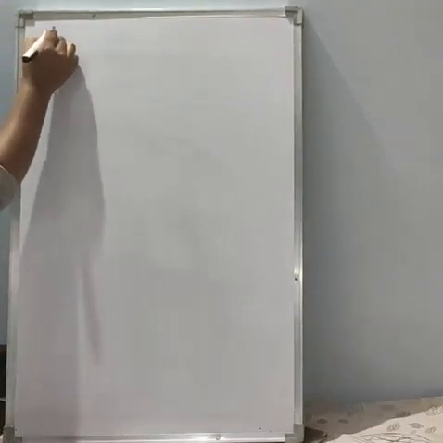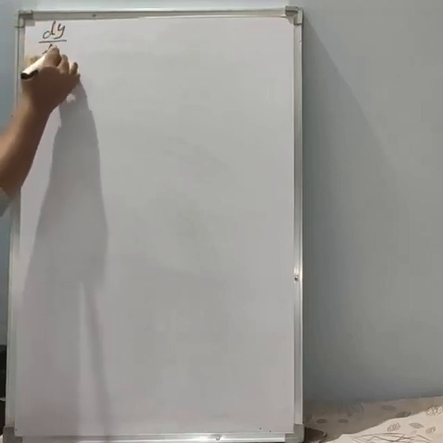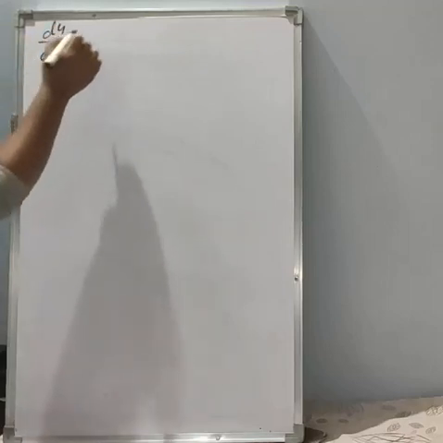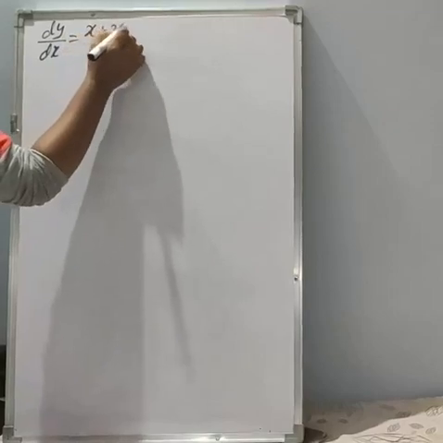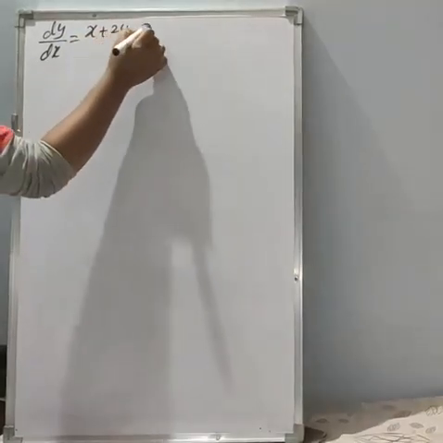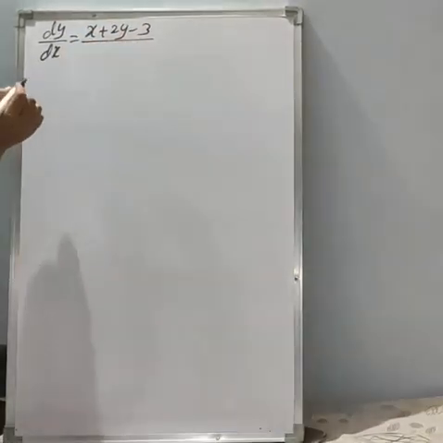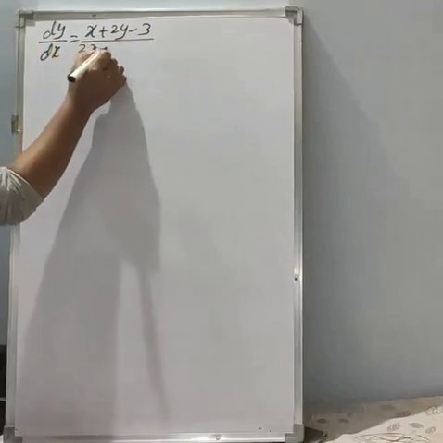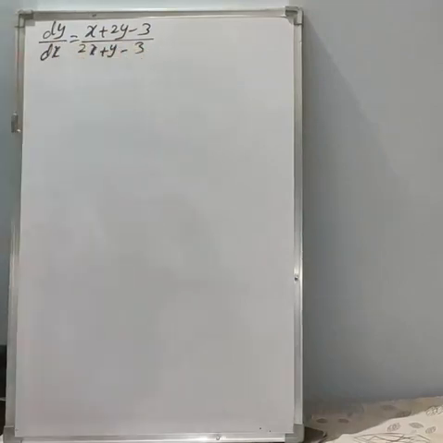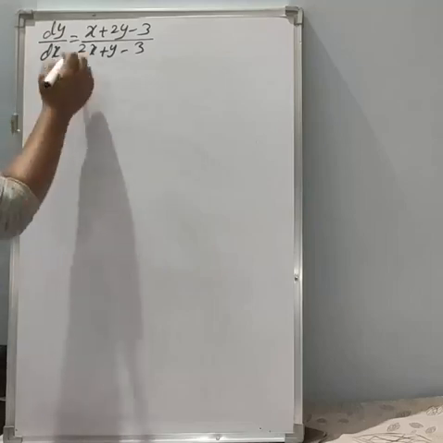First example, important example. dy by dx is equal to (x + 2y - 3) divided by (2x + y - 3). Now substitute the condition.